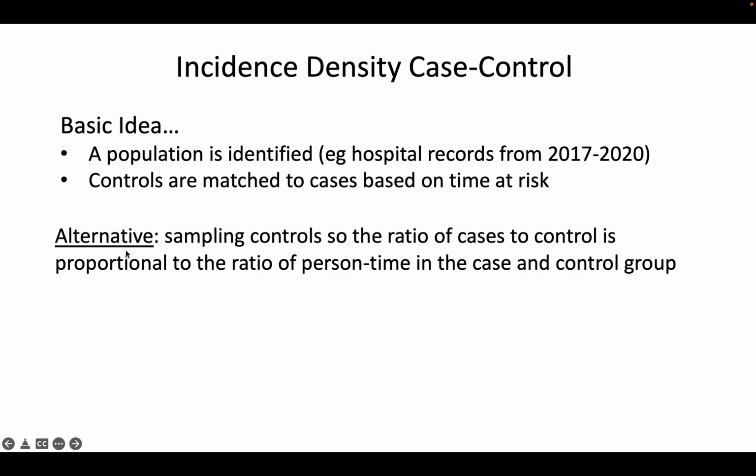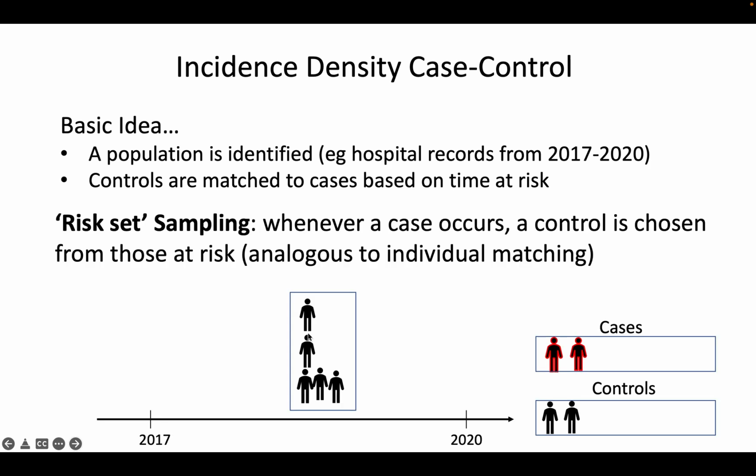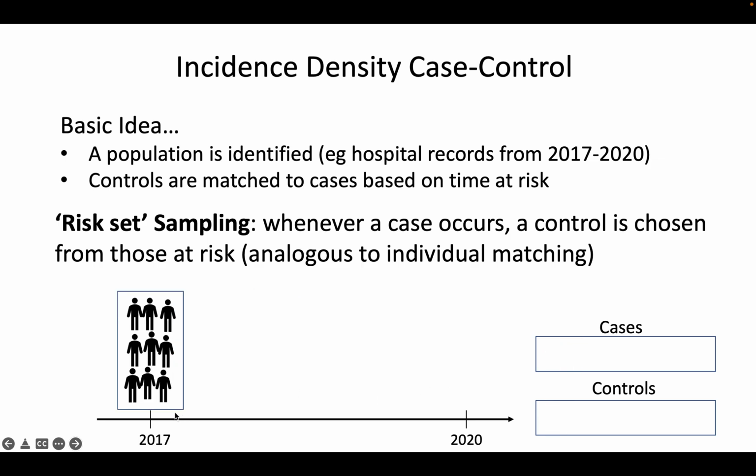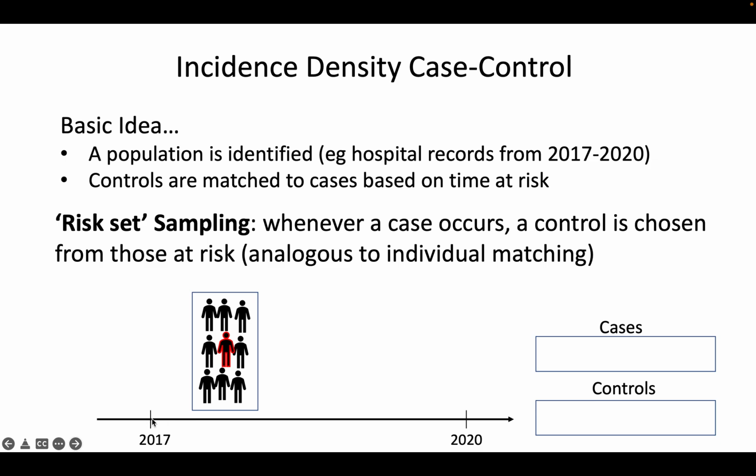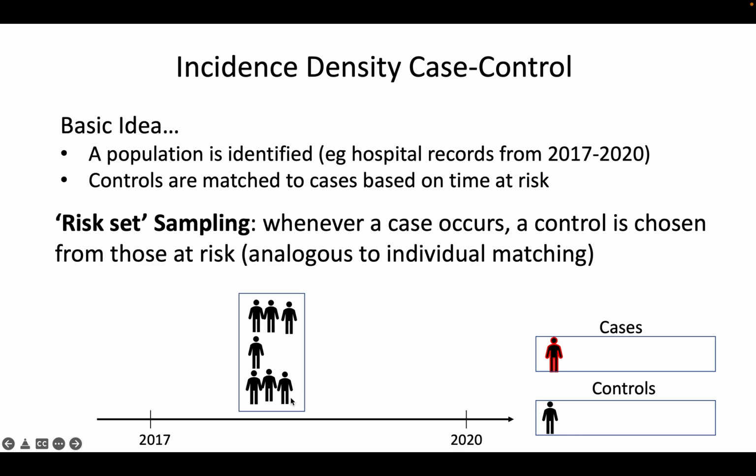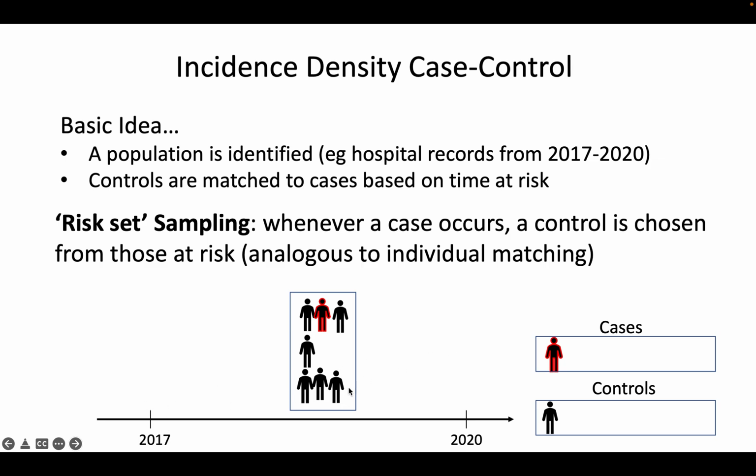An alternative would be to sample controls so that the ratio of person time is in proportion to the person time in the two groups. That's a bit more of a nebulous idea, but that's basically what we're ensuring is happening anyway: the person time accumulated. Let's say this is 6 months. We now have 6 months at risk in the case group and 6 months at risk in the control group. Let's say now it's a year and 6 months. Now we have a year and 6 months of time accumulated in the case group and a year and 6 months of time at risk in the control group.